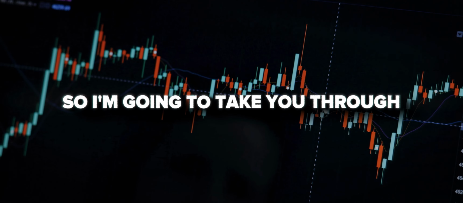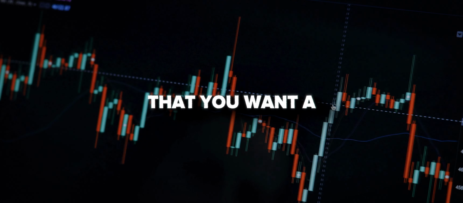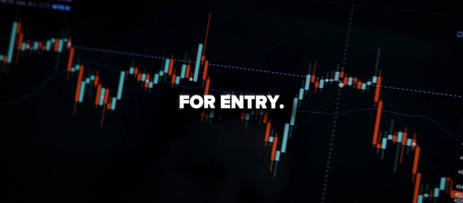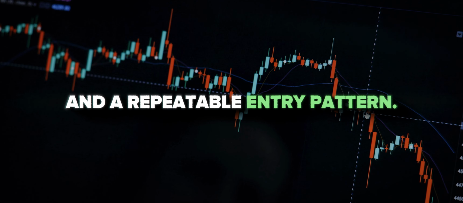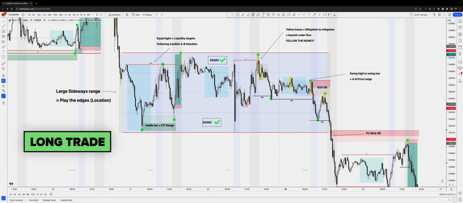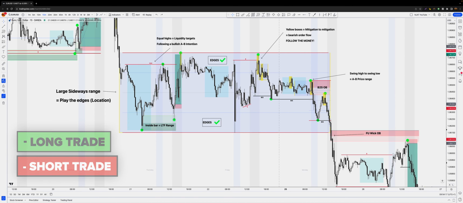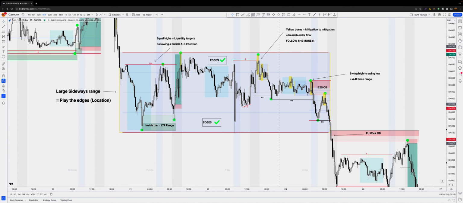So I'm going to take you through 2 different ones. Keep in mind that you want a repeatable process for entry. That process needs to have in mind a safe stop loss and a repeatable entry pattern. So we're going to focus on 1 long and 1 short, and every setup that you see on the charts follows the same process of these 2 entries we're about to go through.